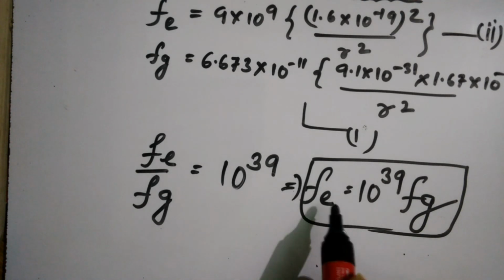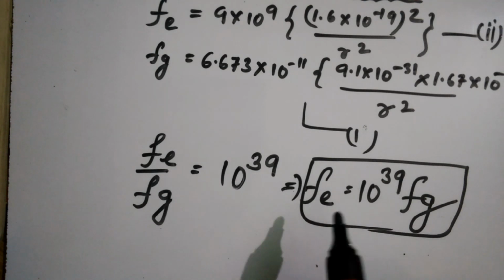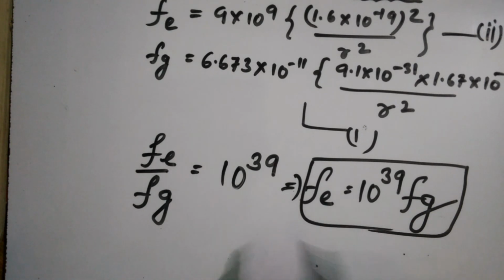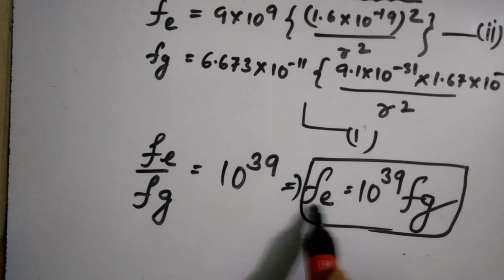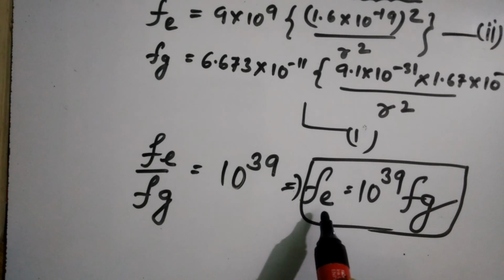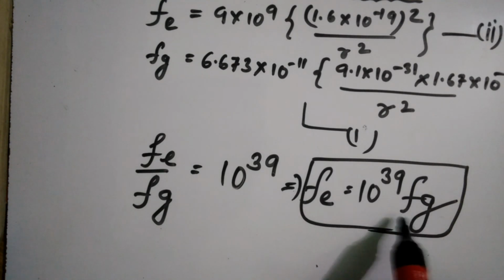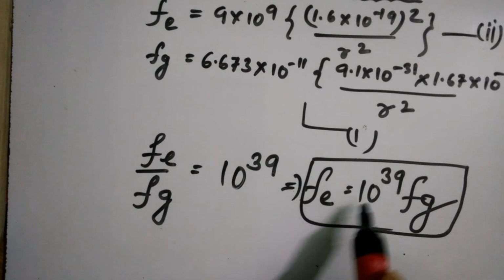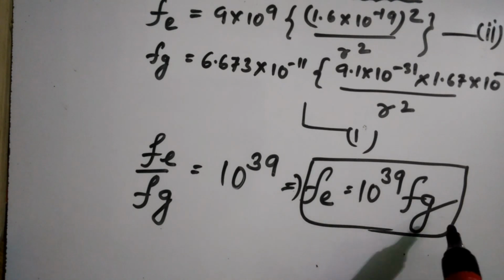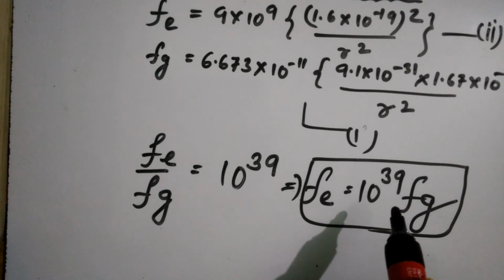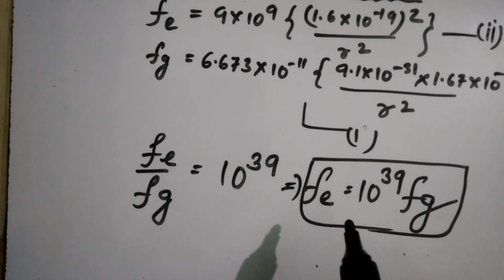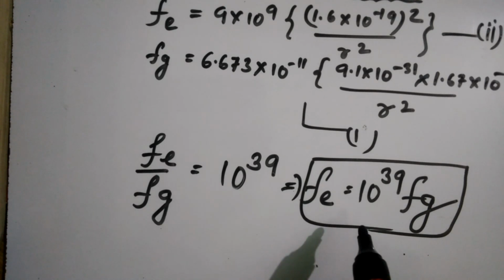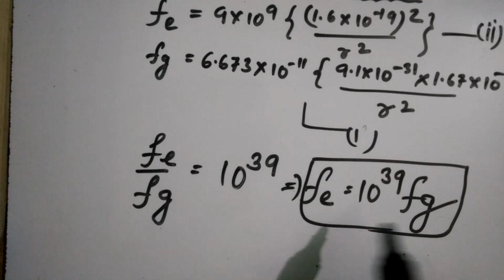Now from this formula, what do we see? We see that the electrostatic force Fe is much greater than the gravitational force. It means the electrostatic force is 10 to the power 39 times the gravitational force. So in the comparison between electrostatic force and gravitational force, we concluded that the electrostatic force is stronger and the gravitational force is the weaker force.